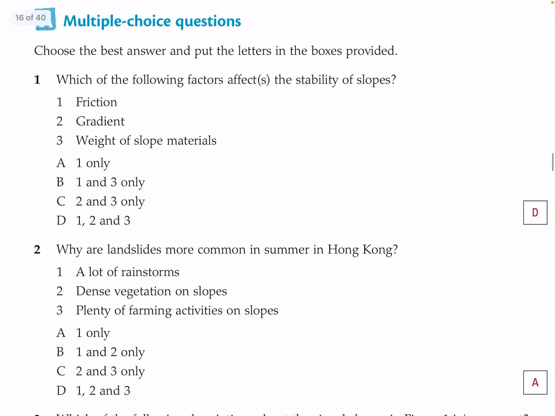Okay, and then which of the following factors affect the stability of slope? Okay, friction, yes. Gradient, yes, because friction is talking about whether the slope is slippery or not. If it's slippery, then the friction is lower, and if it's not slippery and rough, then the friction is higher. Okay, gradient, steeper gradient, stability of the slope lower. Weight of the slope materials, the higher the weight of the slope material, the lower the stability of slope, so it is negatively correlated with the stability of slope. Okay, so all of them are correct.